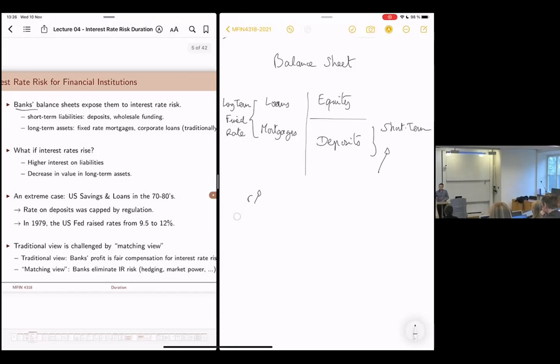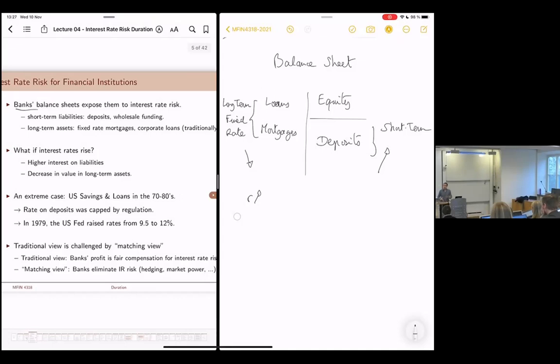At the same time, you can think of loans and mortgages as bonds with a fixed coupon on your asset side. What happens to them? Well, we just saw it. If interest rates increase, the value here goes down. So here the bank is exposed to interest rate risk because when interest rates increase, the value of the assets goes down and the value of the liabilities goes up. So it's a typical source of interest rate risk that the bank is exposed to.